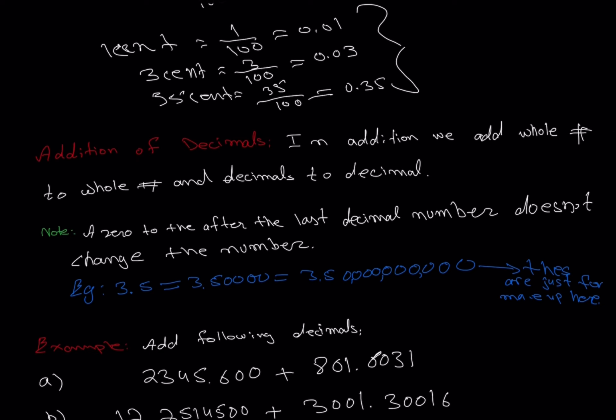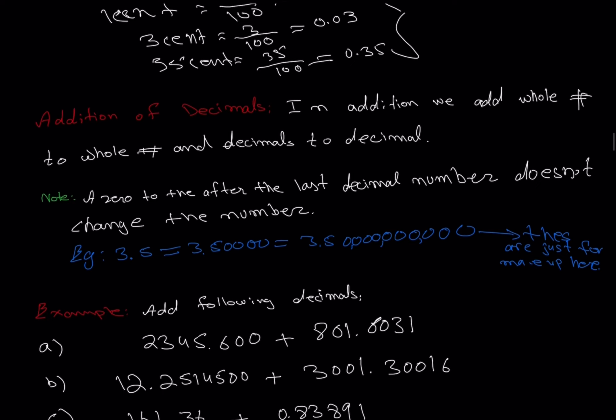Okay, moving on, changing gears to how to add decimals, the addition of decimal numbers. In addition, we add whole numbers to whole numbers and decimals to decimal numbers. Simple as that. Just add each individual part. As we said, a zero after the last decimal digit doesn't change the number. For example, 3.5. This is the last decimal here. After that, you can add many zeros, it doesn't mean anything.